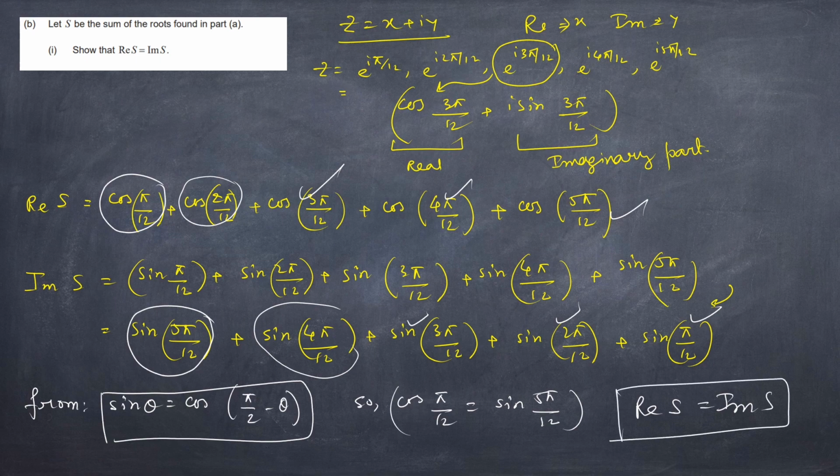I think it is clear to you, because from the formula sin theta is equal to cos of pi by 2 minus theta, we are getting the complete answer. And one more thing, the arrangement I have done in such a way that the corresponding terms, if we check, will be equal. So in this way this problem can be done. So we have shown that the real part is equal to the imaginary part, or the summation of the real part is equal to the summation of the imaginary part.